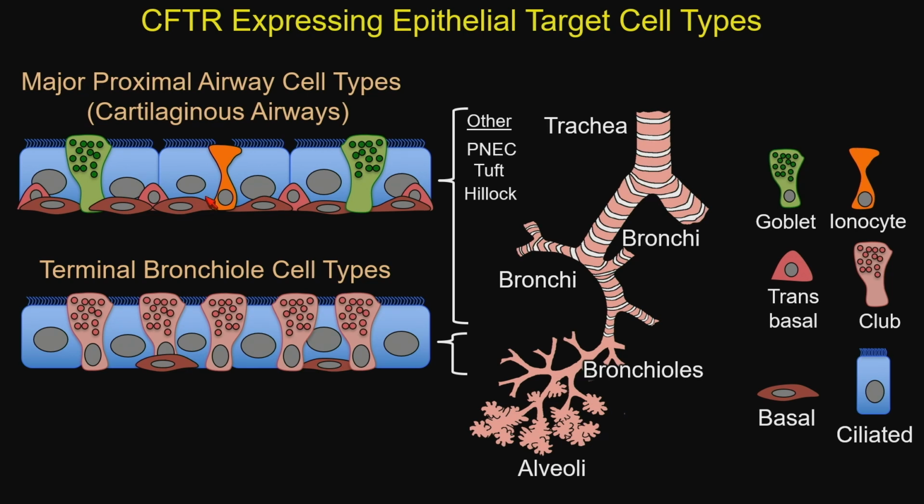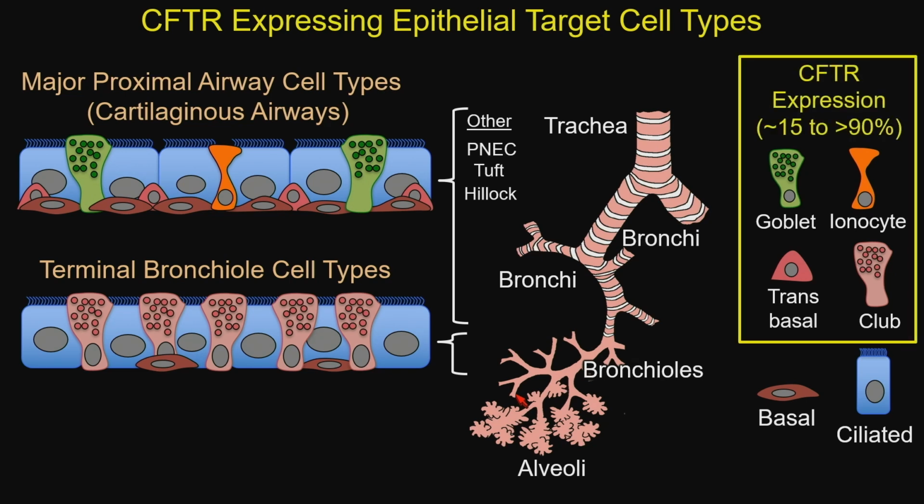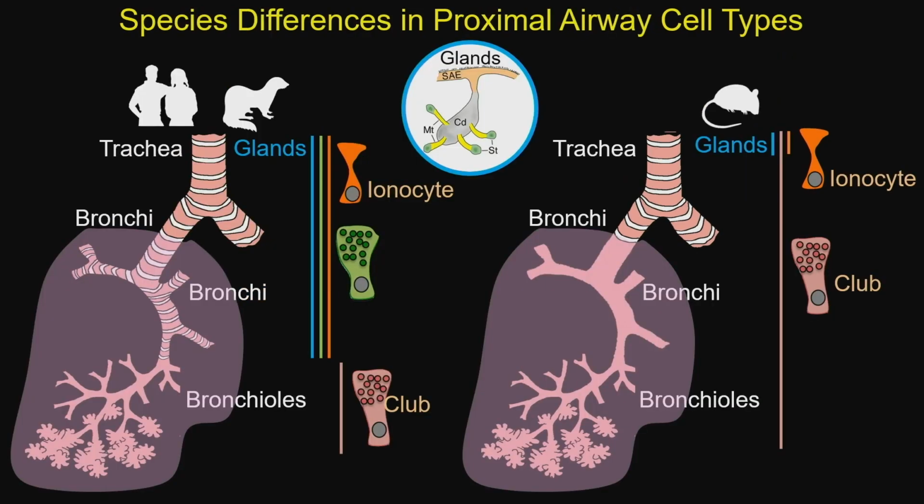So in the proximal airway, in humans and larger species, these are the cell types that I have listed here. In the cartilaginous airways, goblet cells and ionocytes; club cells are confined to the distal airways, the non-cartilaginous regions. And these are the cell types that express CFTR in the conducting airways, that is. And ionocytes compose about 1% of the epithelium, but in the proximal cartilaginous airways, they express on the surface about 50% of CFTR mRNA.